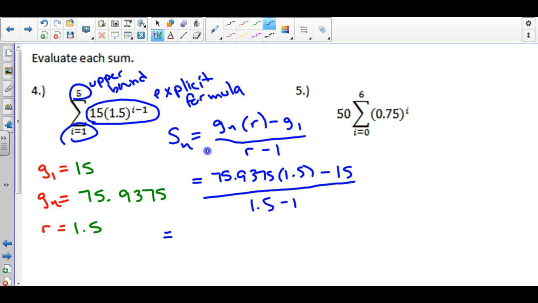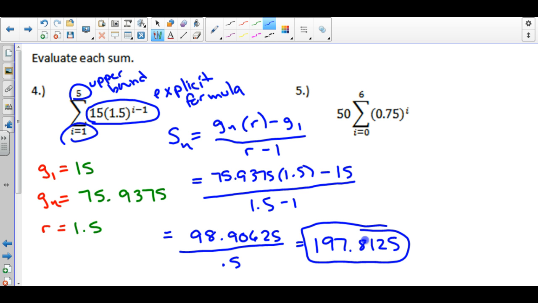So I'm going to slowly work my way at this. I'm going to take this last term and multiply it by 1.5, and I get a decimal that says 113.90 and so on. It's going to be a huge decimal. I'm going to subtract 15 right away from that. So I'm going to write that value all the way here at the top. And then at the bottom, I have 1.5 minus 1, which is just 0.5. So then at the very end of this, I'm going to be dividing by 0.5, and I end up with a sum of 197.8125.